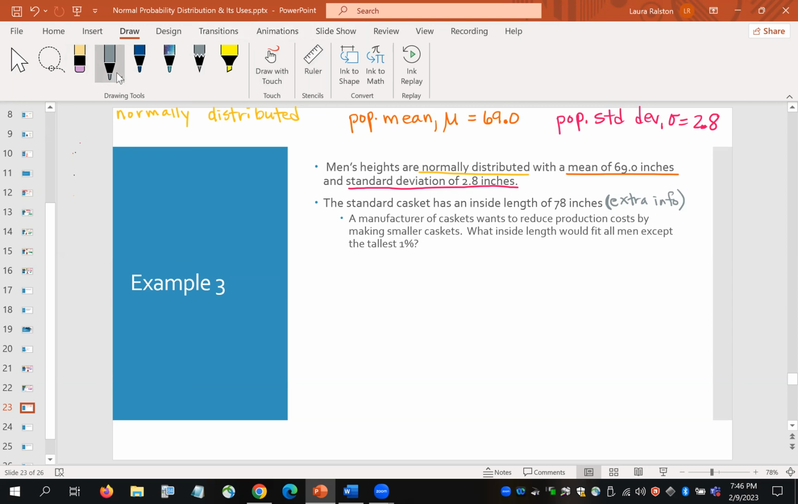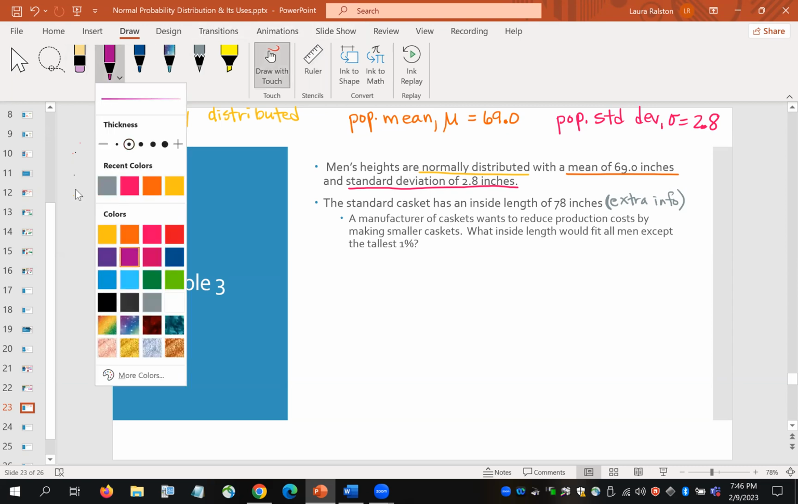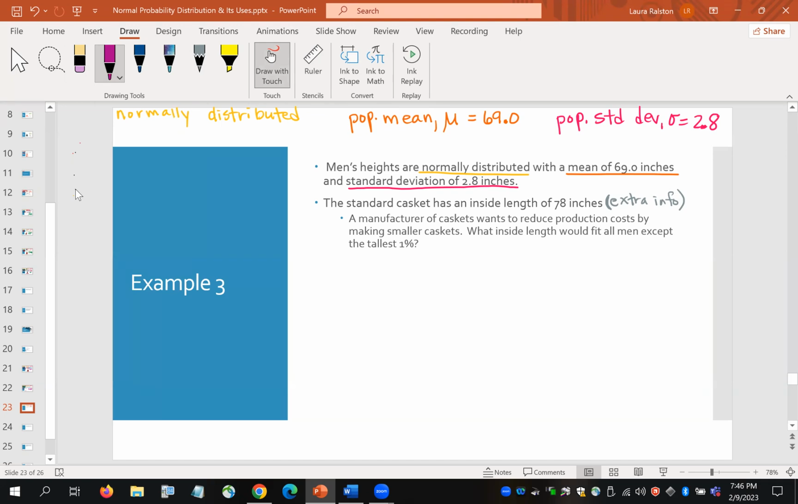It then says a manufacturer of caskets wants to reduce production cost by making smaller caskets. Instead of making them 78 inches, he wants to make them smaller. What inside length would fit all men except the tallest 1%? Okay, so my percentage here is 1%. Again, I'm going to convert that to a decimal. 1 divided by 100 is 0.01.